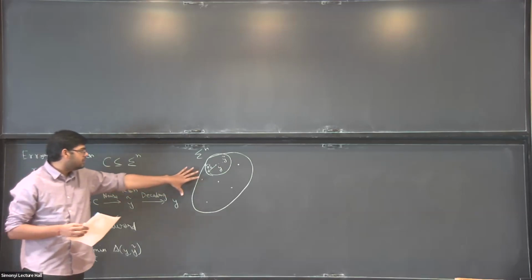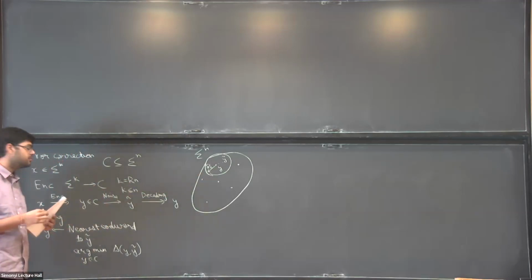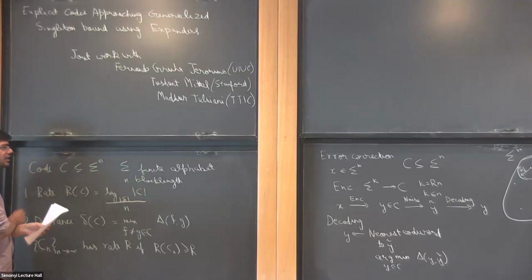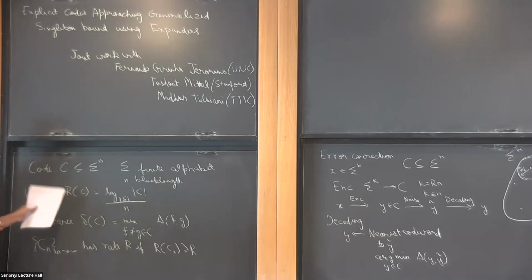And we also want the distance to be as large as possible. Likewise, the rate here is a measure of how much redundancy we are adding, how dense the set of code words is. And again, we want the rate to be as large as possible. So both of these, as we said before, are numbers between 0 and 1, and we would like them both to be as large as possible.